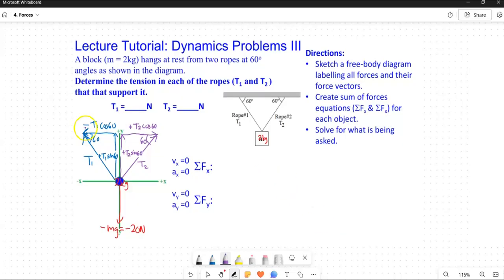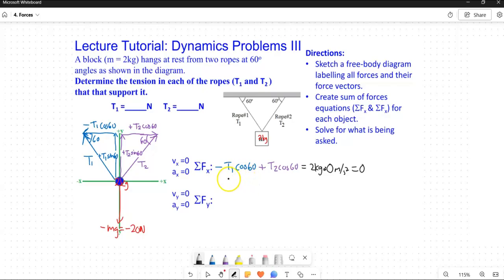Now what we have to do is put all of that into our force diagram. So starting with the horizontal, we have negative T1 cosine of 60 degrees, and we're going to add to that T2 cosine of 60 degrees. And that's going to be equal to the mass, 2 kilograms, times the acceleration in the x direction, which is 0 meters per second squared. So that's just 0.